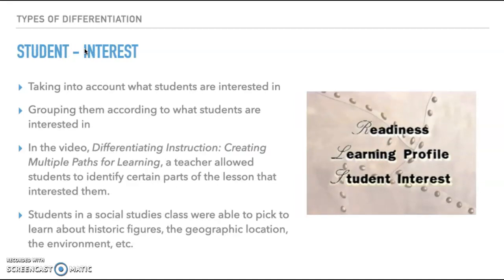Student interest. Student interest takes into account what students are interested in learning about. In the video previously mentioned, a teacher allows students to fill out a worksheet that identifies what they are interested in learning about. Once they identified what they were interested in, they were put in groups accordingly. Some students learned about historic figures in the unit, some learned about geographic locations, and others learned about the environment.